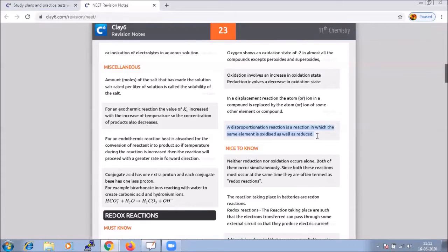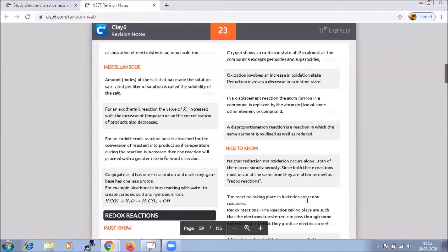It is an important fact to note that neither reduction nor oxidation will occur alone. Both of them have to occur simultaneously, and since both these reactions occur at the same time, they are termed redox reactions. A question may be asked why we need the term redox reaction. The answer is that only when both these reactions occur at the same time can we say that it is a redox reaction.